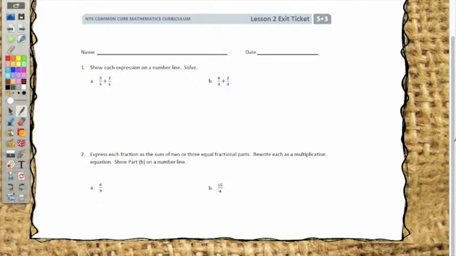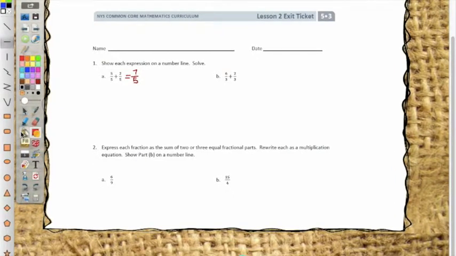Okay, so this says, show each expression on a number line and solve. Is that what we just did? Yeah. Okay, so let's start by figuring out the answer. What is it? 7/5. Okay, so draw your number line.